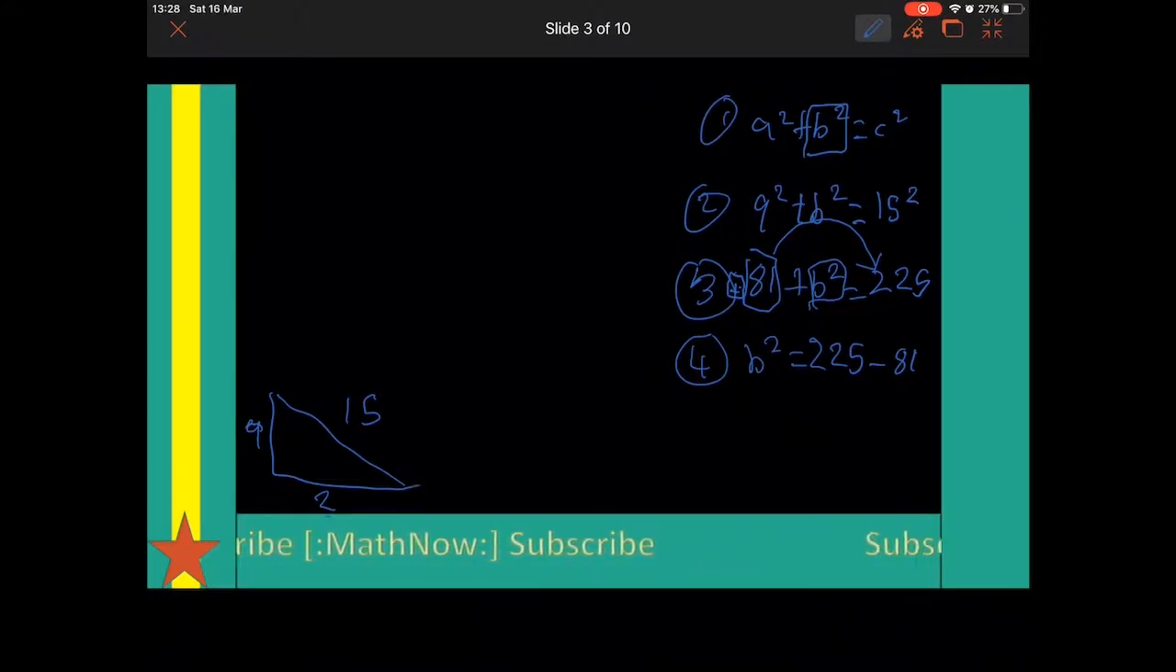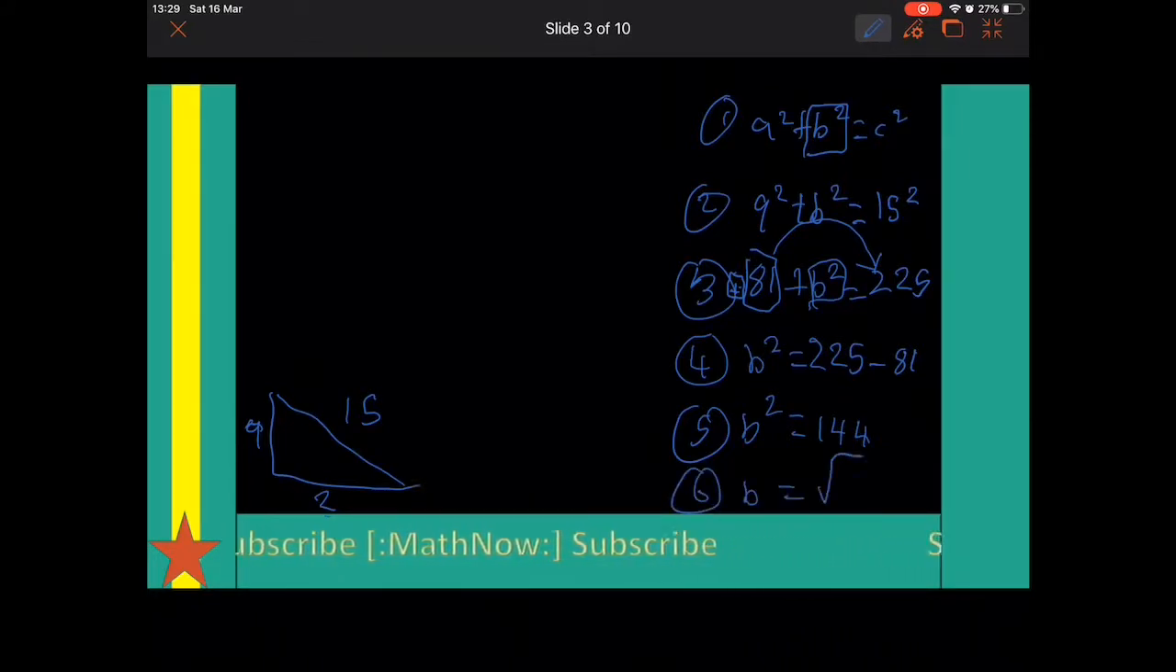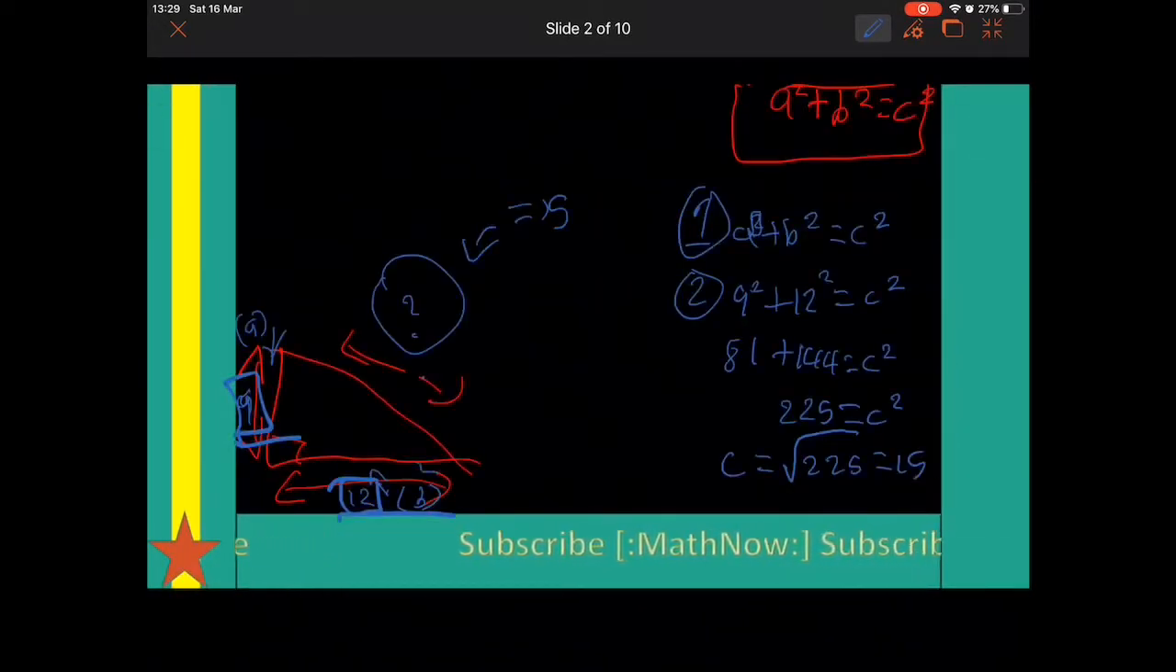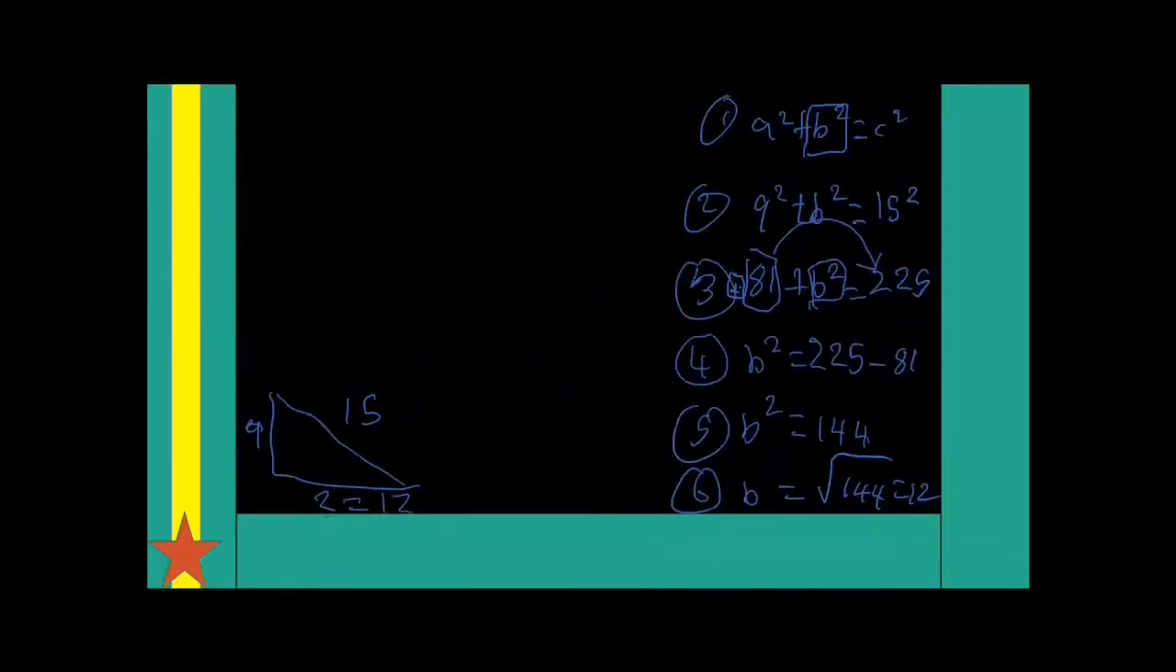So step 5 is b squared is equal to, and you minus it, so 144. And then to find out b, this is the last step, you do square root of 144, which is equal to 12. And this is equal to 12, which is what we wrote here. So you see that it works.